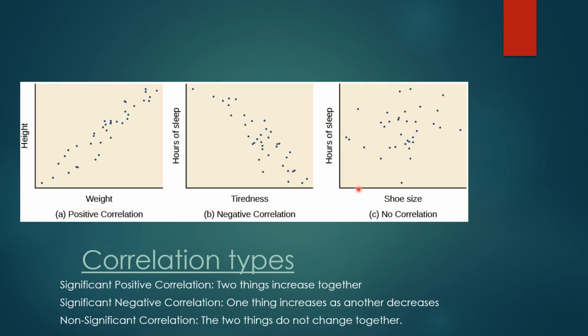Okay, so here are a couple more examples. Turns out I guessed this correctly. The more you weigh, the taller you are. They're pretty similar to the examples I gave. So the more you weigh, the more height you tend to have. It makes sense that people who are taller would tend to weigh more. People who are tired tend to have gotten less sleep, so there's a negative correlation there. But there's really no relationship between shoe size and hours of sleep. So that's a no correlation graph.